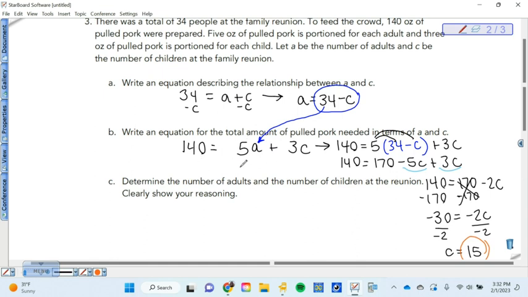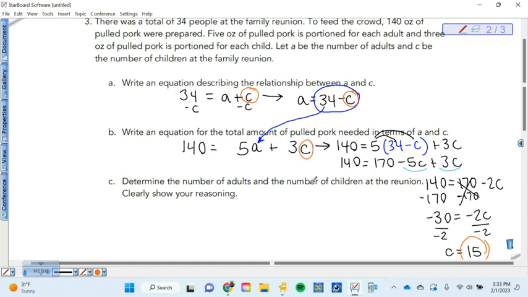I could plug it in here. I could plug it in for this c right here. Where else could I plug it in? Yeah, I could plug it into the smaller one up here. I could even plug it in right there in that equation that I got from this equation. Yeah? Which one is going to be the easiest? 1, 2, or 3?